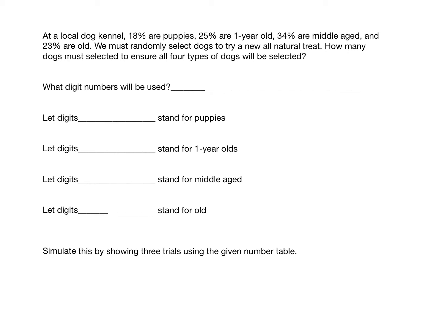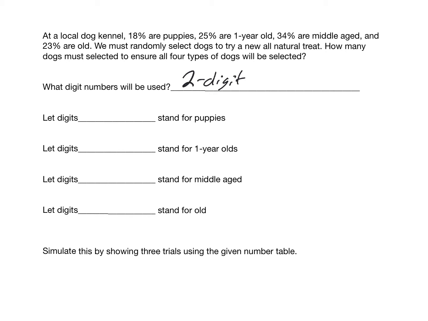Okay, so you want to make sure, because the person who's making these treats is saying any type of dog, any age dog can eat these. They're all natural. So we want to make sure that our study has each age dog in it. Everyone good so far? Excellent. What digit numbers are you going to use when all those percentages are ugly? So we are going to use 2.